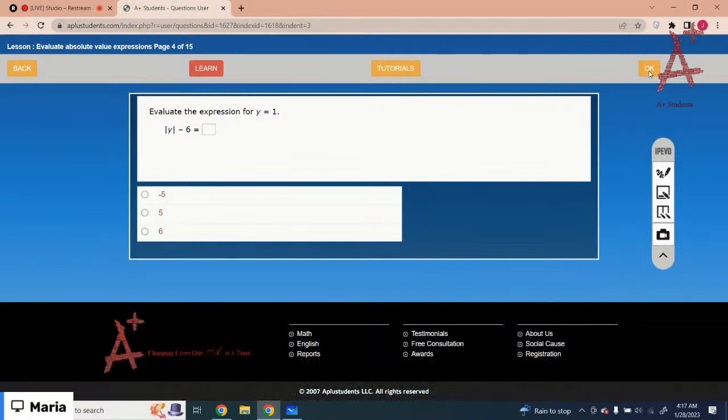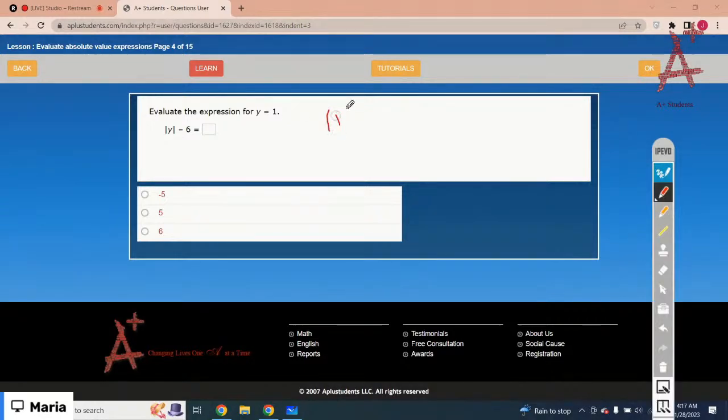Okay, evaluate the expression for y equals 1. Just evaluate the value. It would be the absolute value of 1 minus 6. The absolute value of 1 is 1, and 1 take away 6 is negative 5. Got it? So the correct option is negative 5.